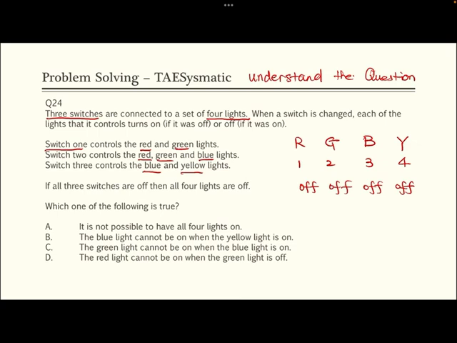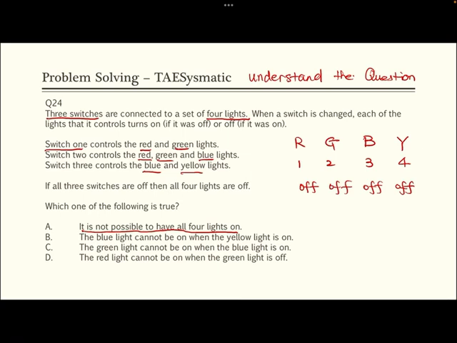For us, where we don't have too many options, the only thing we can do is trial and error. We try each of them to see if it's possible or not. Look at A. They say it's not possible to have the four lights on. So let's say it is not possible to have the four lights on. The thing is, how can we decide if it's possible or not?